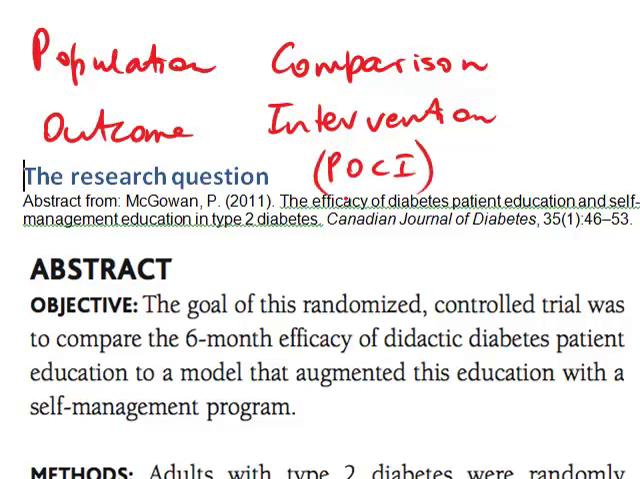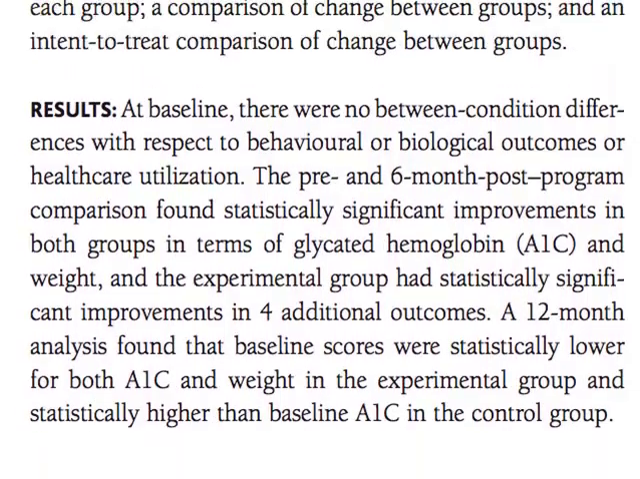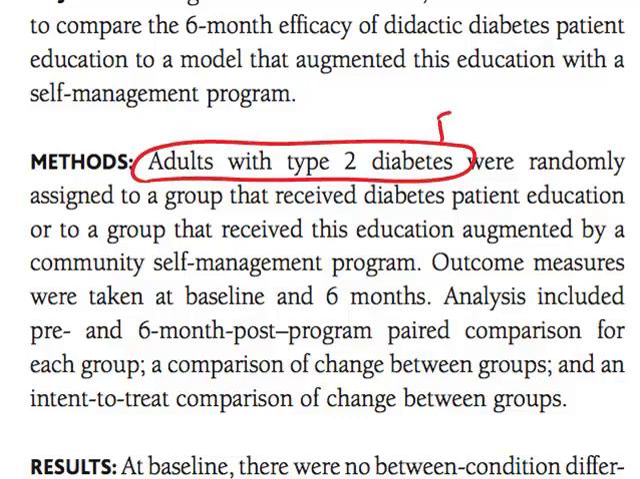Now, in this journal, abstracts are required to have a very defined structure that makes it fairly easy to find most of this information. Most journal articles, or at least not all journal articles, structure their abstracts in the same way. For example, the population is listed here, adults with type 2 diabetes. Presumably, though it's not explicitly stated, these adults are randomly selected from a particular community also. And the authors may have presumed that these adults were somehow representative of a wider population.